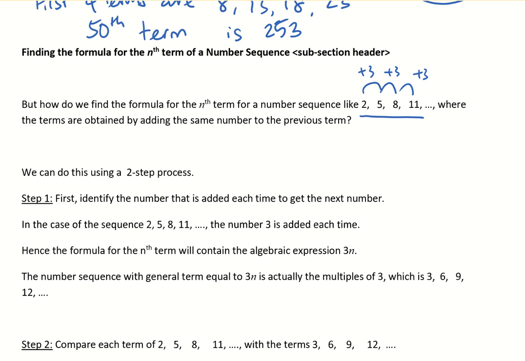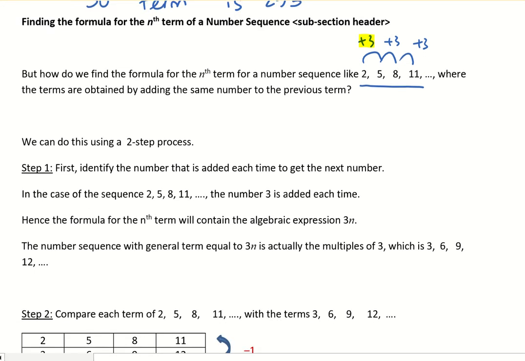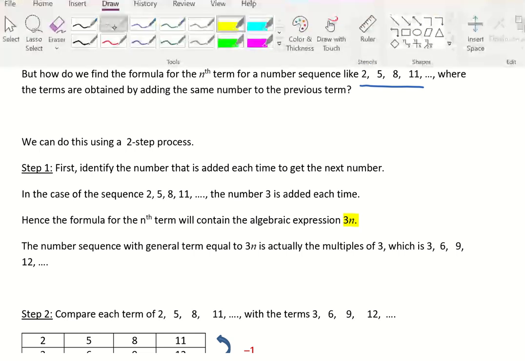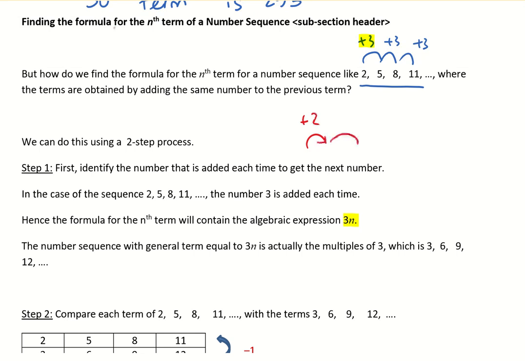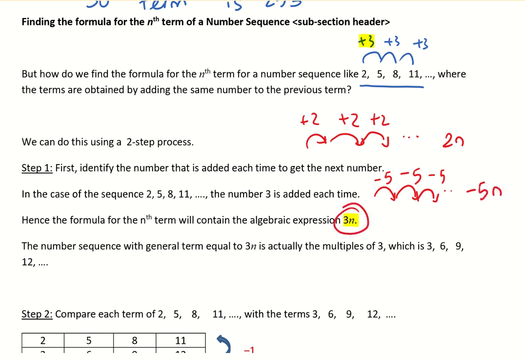Whatever you see over here, in this case plus 3, I want you to write plus positive 3, because plus is positive, so plus 3 is the same as positive 3, but you multiply it by n. So if our sequence is plus 2, plus 2, plus 2, I want you to write 2n. If the sequence is minus 5, minus 5, minus 5, and so on, I want you to write minus 5n. So in this example again, we've got a 3n.